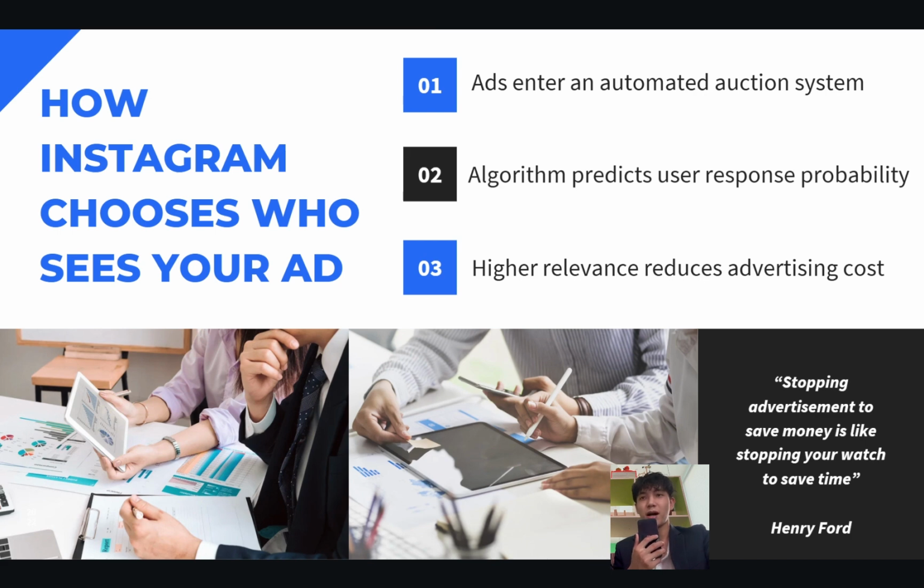What's important is that higher relevance can actually lower your advertising cost. This means that better ads don't always need a bigger budget. When you understand this system, you stop focusing only on money and start focusing on quality. Good ads work with algorithms, not against them.